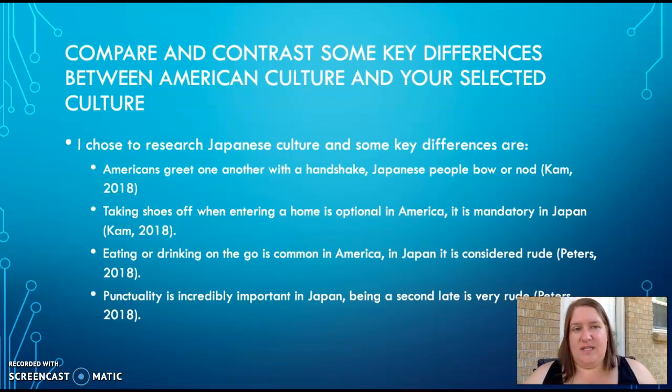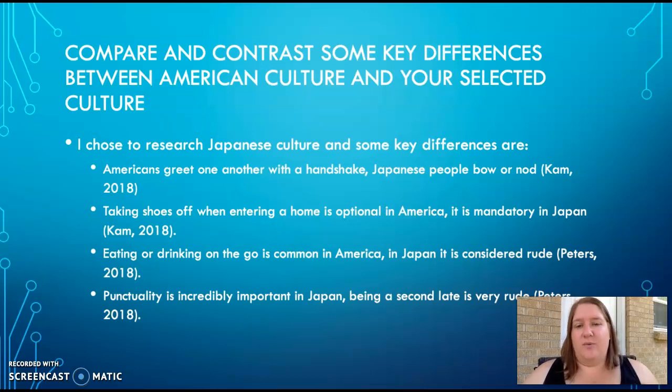Compare and contrast some key differences between American culture and your selected culture. I chose to research the Japanese culture because I'm not familiar with it. I am familiar with Thai culture, which is similar to Japanese culture in some aspects, but very different in others. So here in America, we greet each other with a handshake, and Japanese people will bow or nod to each other when greeting.